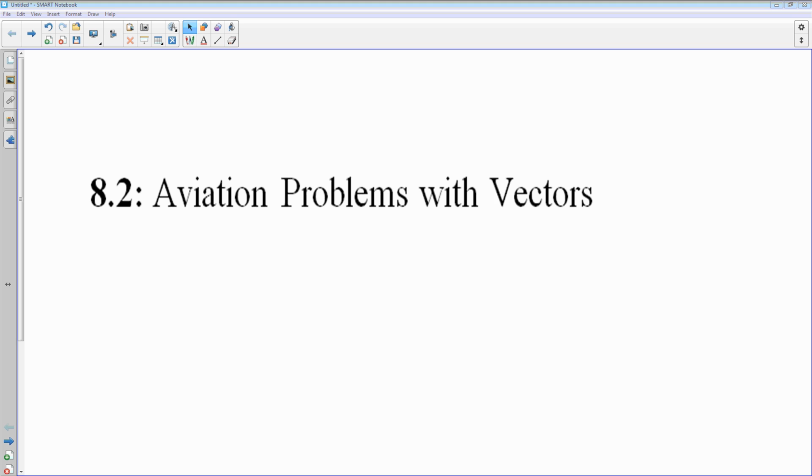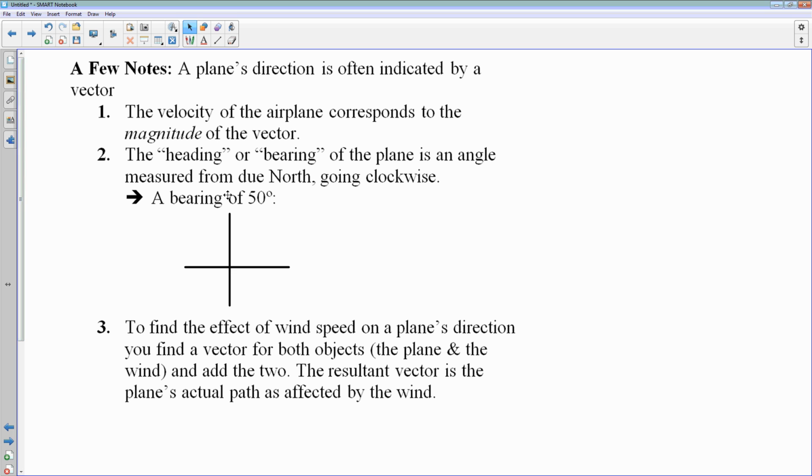All right, moving on with an application of vectors. We've covered all the nuts and bolts and operations of vectors. This application, where we're dealing with aviation, is probably going to be the most cumbersome of the vector applications we'll do. A few notes when we're dealing with aviation, and this could also refer to boats, if we have a boat somewhere fighting an ocean current or something like that.